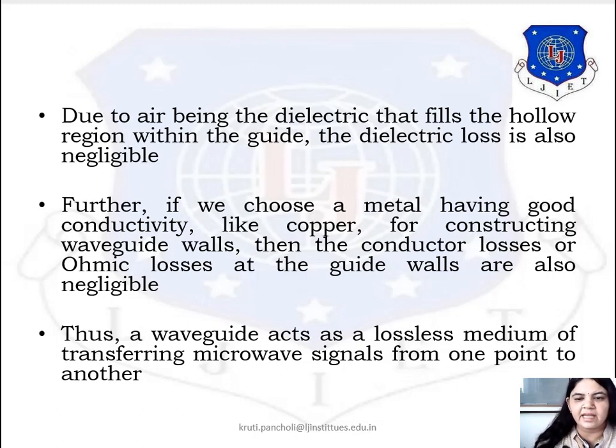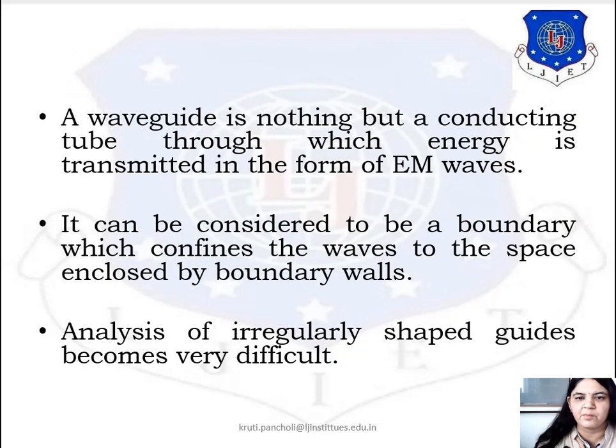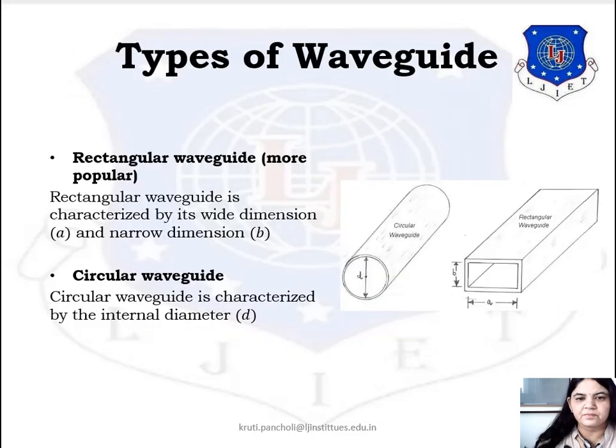Thus a waveguide acts as a lossless medium for transferring microwave signals from one point to another point. A waveguide is nothing but a conducting tube through which energy is transmitted in the form of EM waves. So it can be considered as a boundary which confines the waves to the space enclosed by the boundary walls. Analysis of irregularly shaped waveguides becomes very difficult.